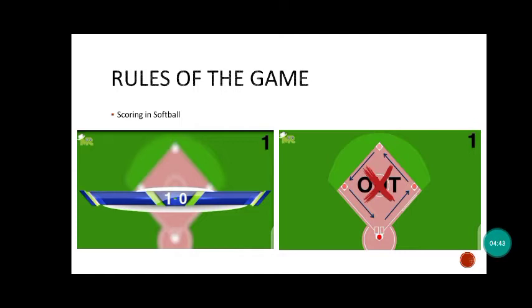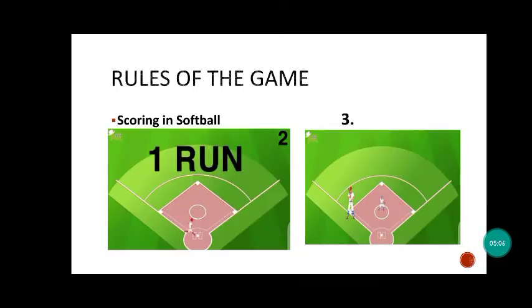So let's proceed to the scoring rules of the game. For scoring in softball, number one, to score a run, the batter must first successfully hit the ball and make it around the bases without getting an out. Number two, after each batter manages to make it around the infield, one run is scored.